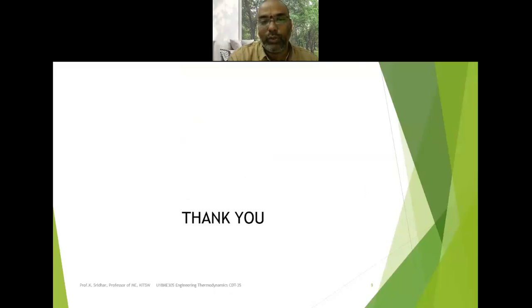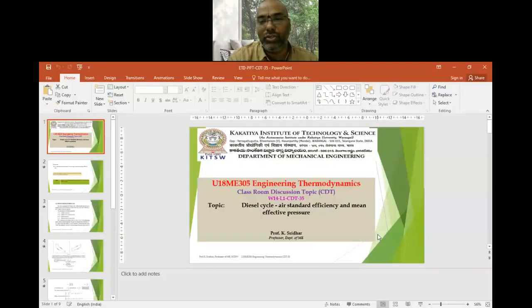In today's class, we discussed the working principle of the diesel cycle, how you can plot the diesel cycle on the PV diagram as well as the TS diagram, and similarly how you can derive the air standard efficiency and mean effective pressure of the diesel cycle. In the next class, we'll solve some problems on the diesel cycle. I hope this class is very useful to you regarding the working principle, efficiency and mean effective pressure of the diesel cycle.